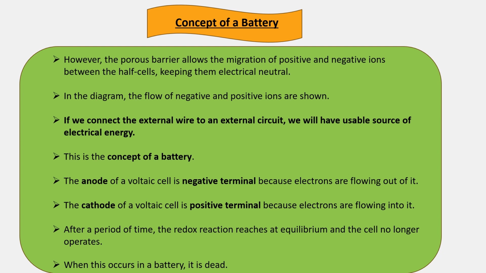The anode of a voltaic cell is the negative terminal because electrons are flowing out of it. The cathode of a voltaic cell is the positive terminal because electrons are flowing into it. After a period of time, the redox reaction reaches equilibrium and the cell no longer operates. When this occurs in a battery, it is called dead.